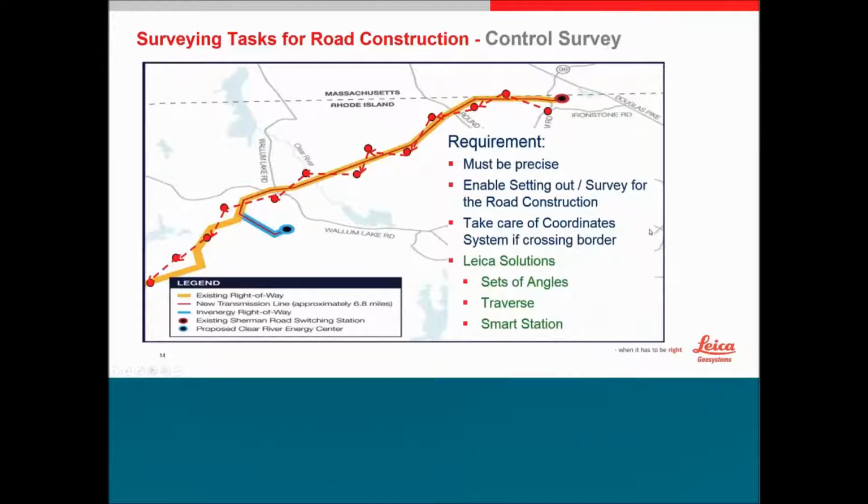And then for our solution, we have some good applications that we can sell now for this job, like sets of angles, traverse, or SmartStation. And now we even have, if the road is going through very deep jungles and all that, with no RTK information data available, we can also sell our SmartLink or SmartField data service.